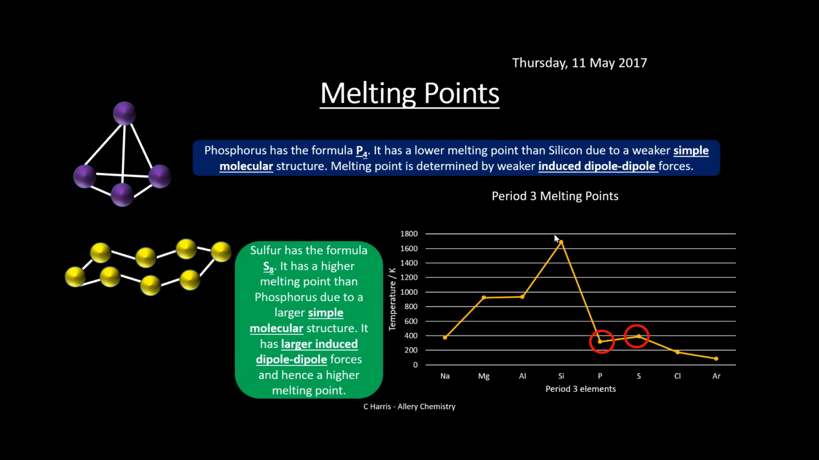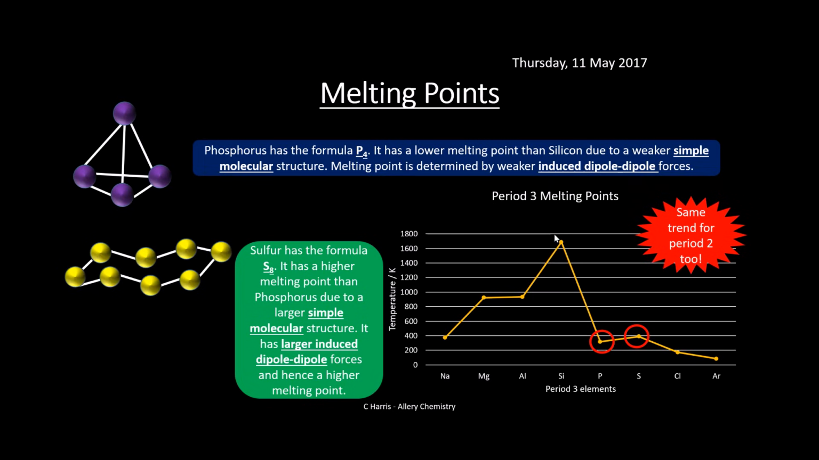Sulfur, it goes up a little bit here. Sulfur has a formula S8. Still simple molecular, just like phosphorus. However, because it's got 8 sulfur atoms in it, it's a little bit bigger. It's got a bigger mass. Therefore, because it's got a bigger mass, a bigger molecule, we have stronger induced dipole-dipole forces compared to phosphorus. And that's why it rises a little bit for sulfur.